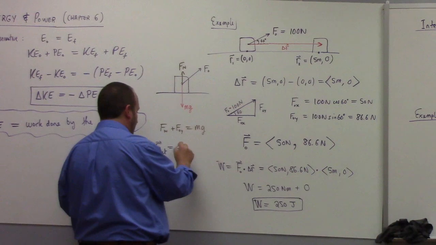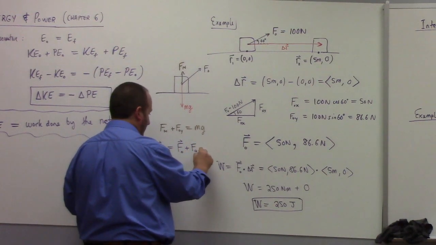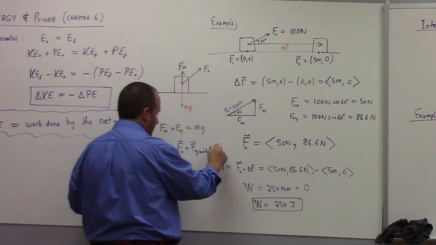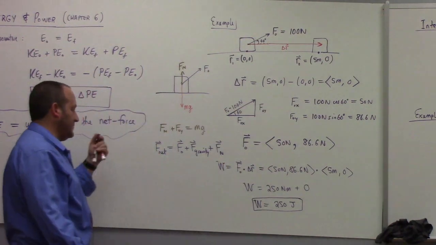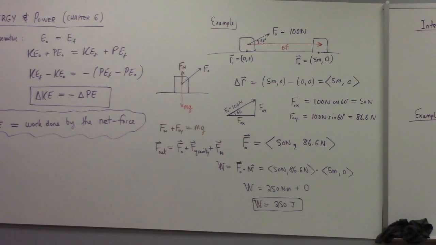It's equal to F naught plus the force of gravity plus the normal force. Those are the three forces that are acting on this box, because I'm assuming there's no friction. If there was friction, it would change. There'd be another force, right? But supposing we're in the frictionless case for a moment, why is the work done by the net force the same as the work done by F naught?